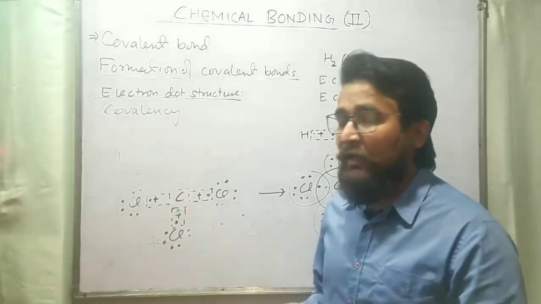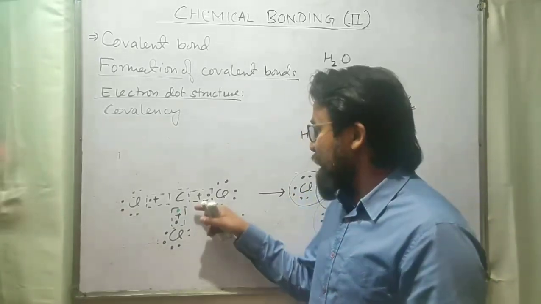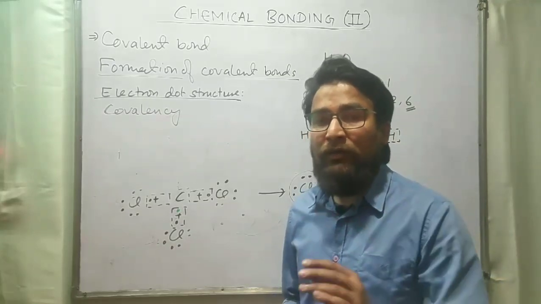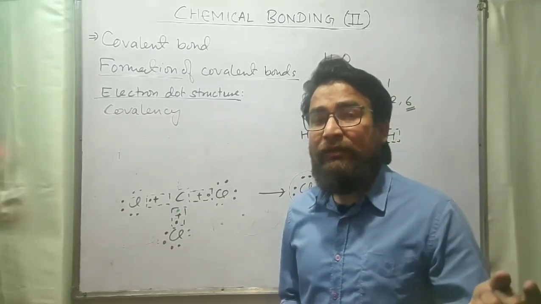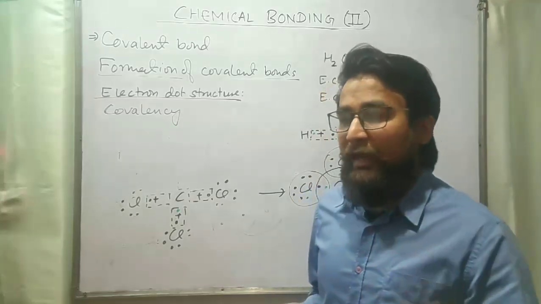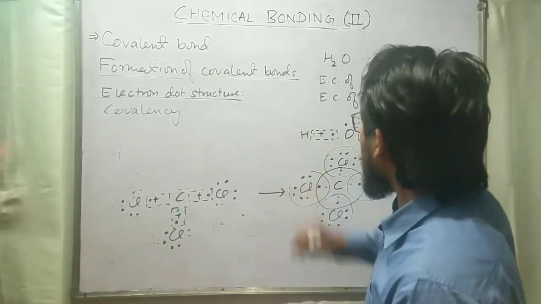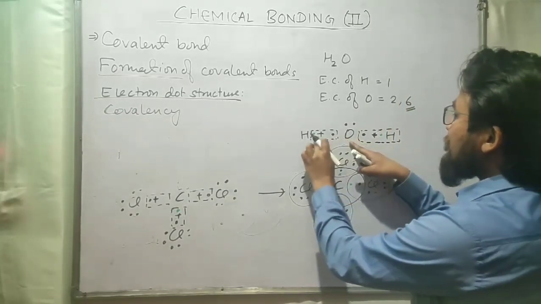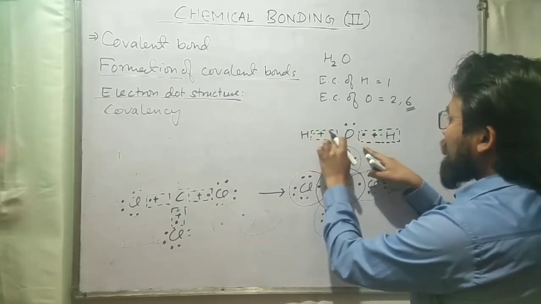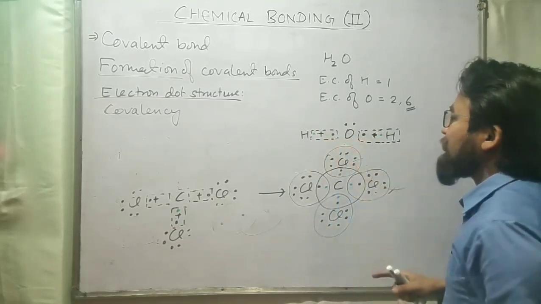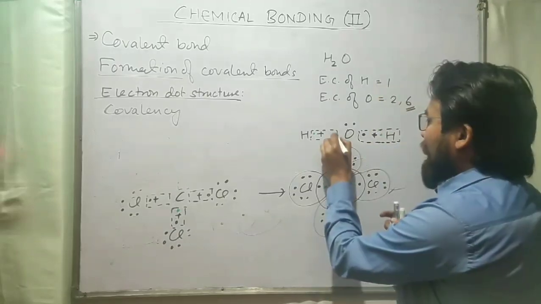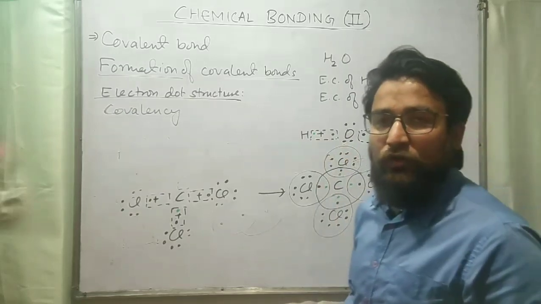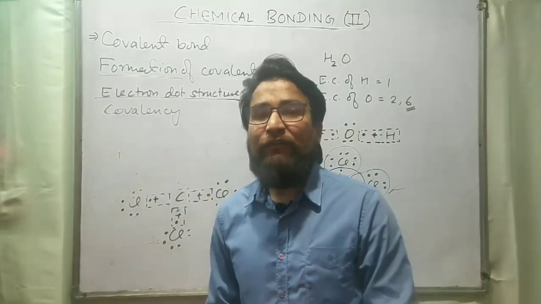Okay, so whenever an atom forms a covalent bond, how many electrons does it share in that compound with one element or with the atoms of different elements? For example, in the case of H2O, oxygen shares one electron with this hydrogen as well as one electron with this hydrogen. So how many electrons of the outermost shell is oxygen sharing? That is 2. So it means the covalency of oxygen is 2.